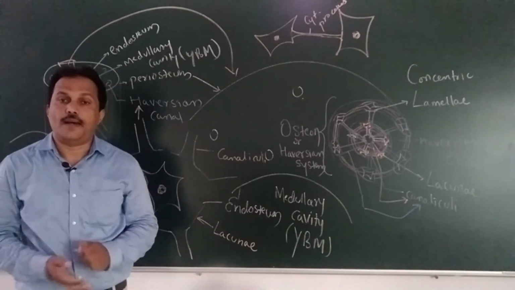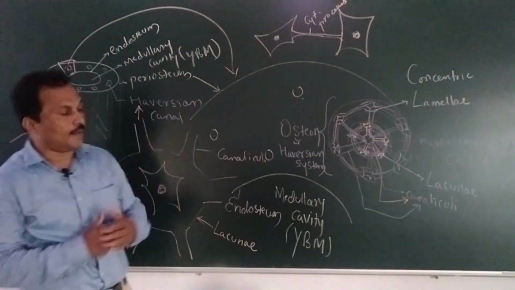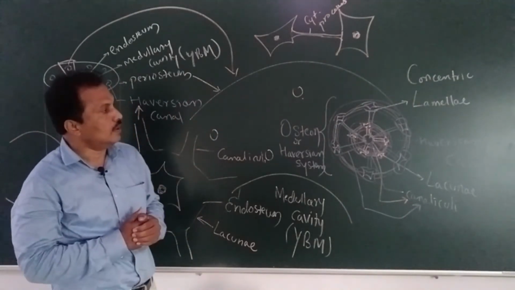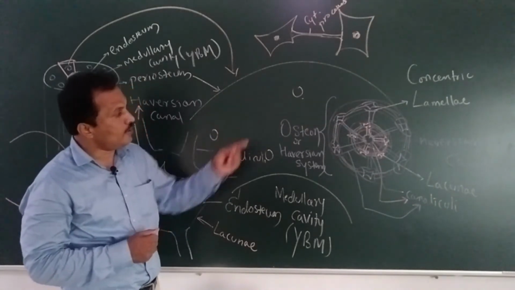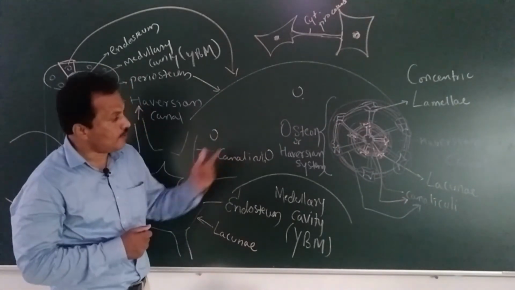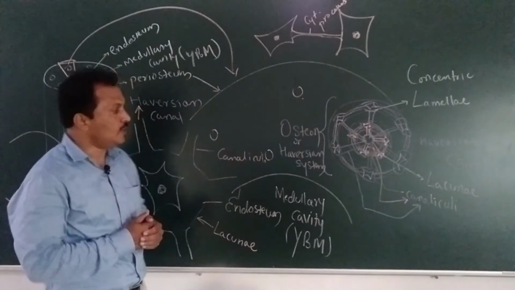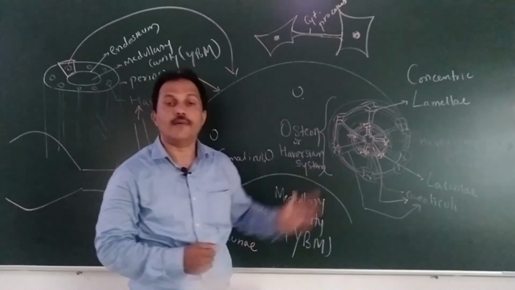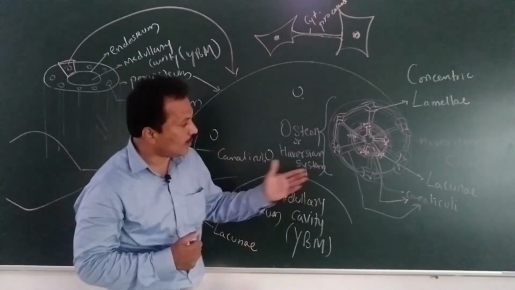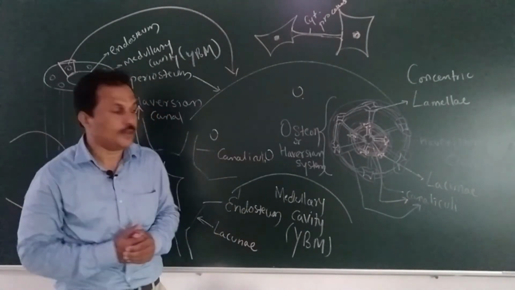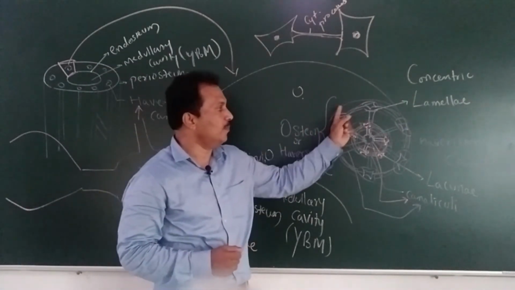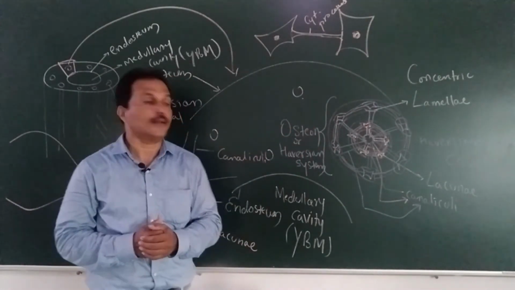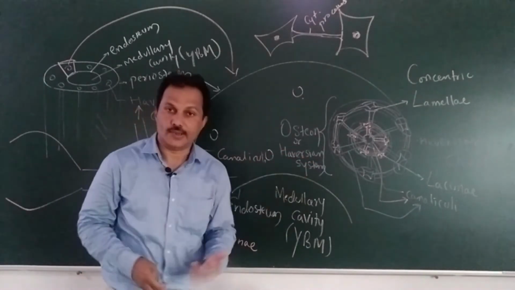We can have a look at this diagram, and in this diagram you can see this is one unit, the osteon, comprising the concentric lamellae. At the center is the Haversian canal, and the concentric lamellae are connected with each other as well as with the Haversian canal with the help of canaliculi. These osteocytes are present in the fluid filled lacunae in the bony matrix, and the entire unit is the osteon, or Haversian system.